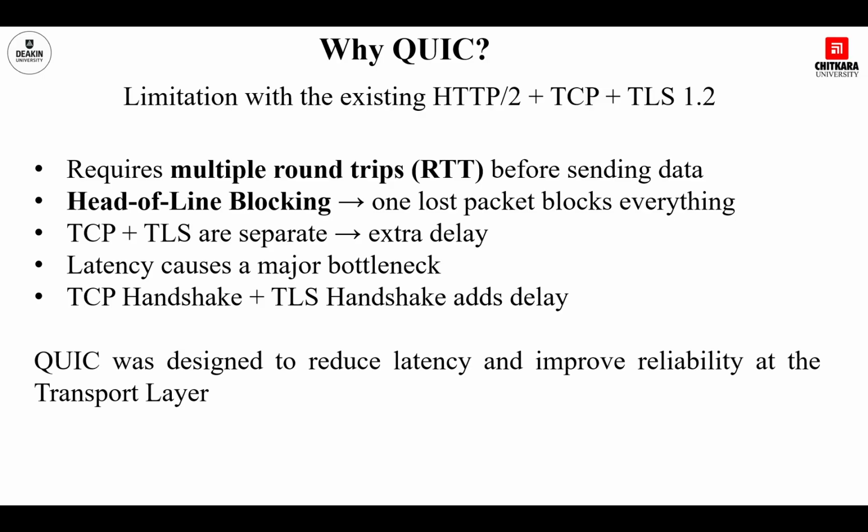Head of line blocking is there. That means that one lost packet can block everything. TCP and TLS are separate, which causes extra delay. Latency causes a major bottleneck. TCP handshake plus TLS handshake adds delay. So QUIC was designed to reduce latency and improve reliability in the transport layer.